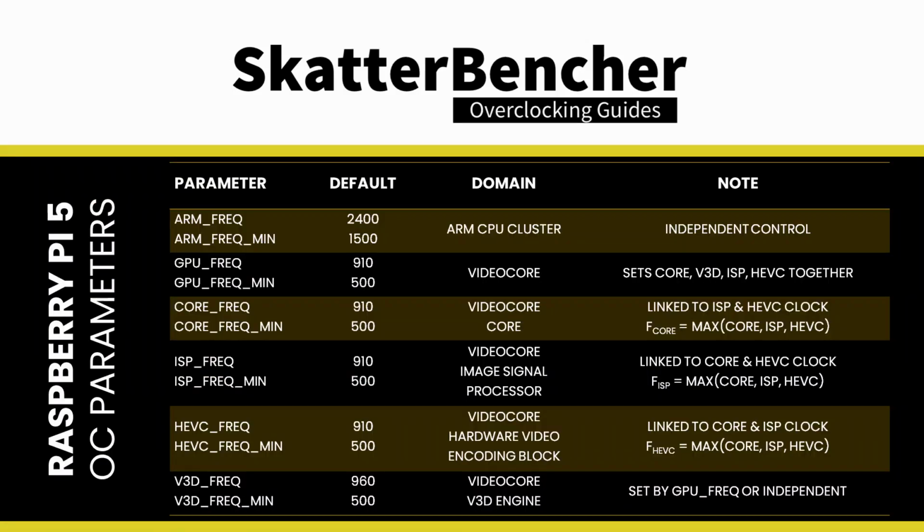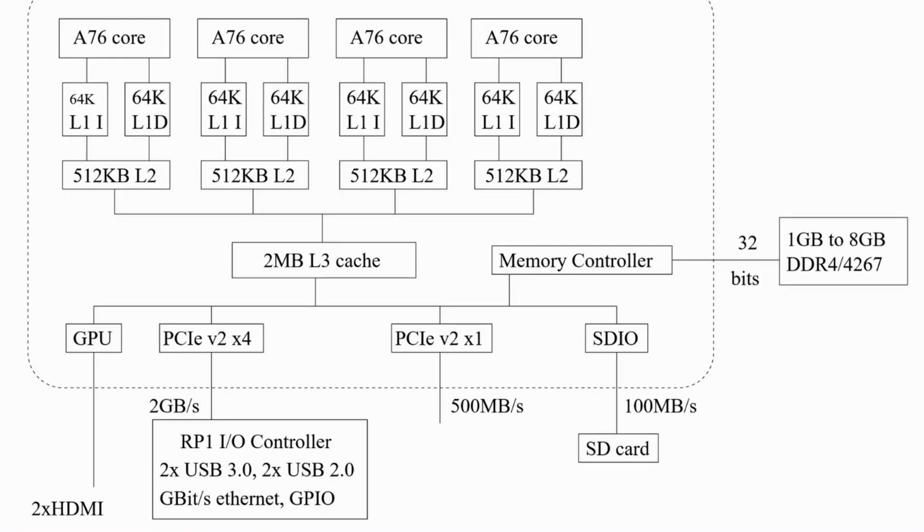Of these IP blocks, only the V3D engine can run at its independent frequency. For this overclocking strategy, I'm primarily interested in increasing the frequency of the data bus that connects the ARM cluster of CPU cores with the video core and the memory subsystem. For this purpose, we can use the GPU frequency parameter. Still, I limit the V3D engine to its default frequency of 960 MHz. The GPU frequency, however, can be increased from 910 MHz to 1100 MHz.